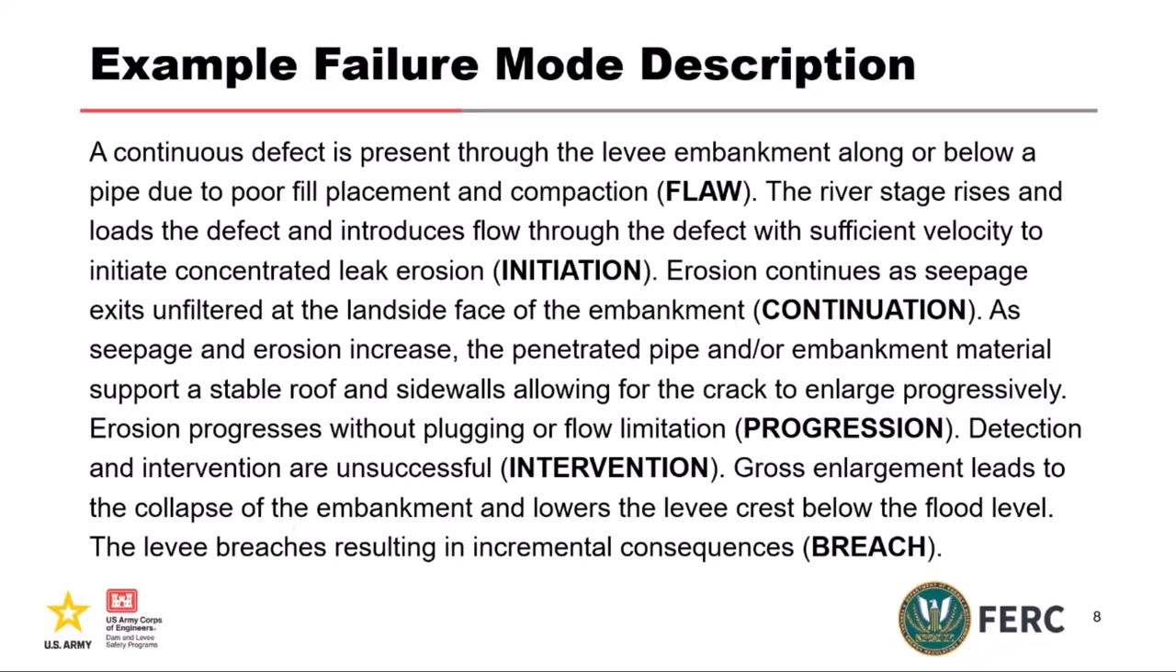As the seepage and erosion increase, the penetrated pipe and/or the embankment material support a stable roof and sidewalls, allowing for the crack and pipe to enlarge progressively. Erosion progresses without plugging or flow limitation. So at some point, this internal erosion flaw that we started with is progressing its way from the downstream to the upstream along the pipe that's creating a roof, so there's enough velocity to make that go. There's a long enough roof for it to go, and there's nothing that it'll hit upstream that'll stop it from progressing all the way to the water source.